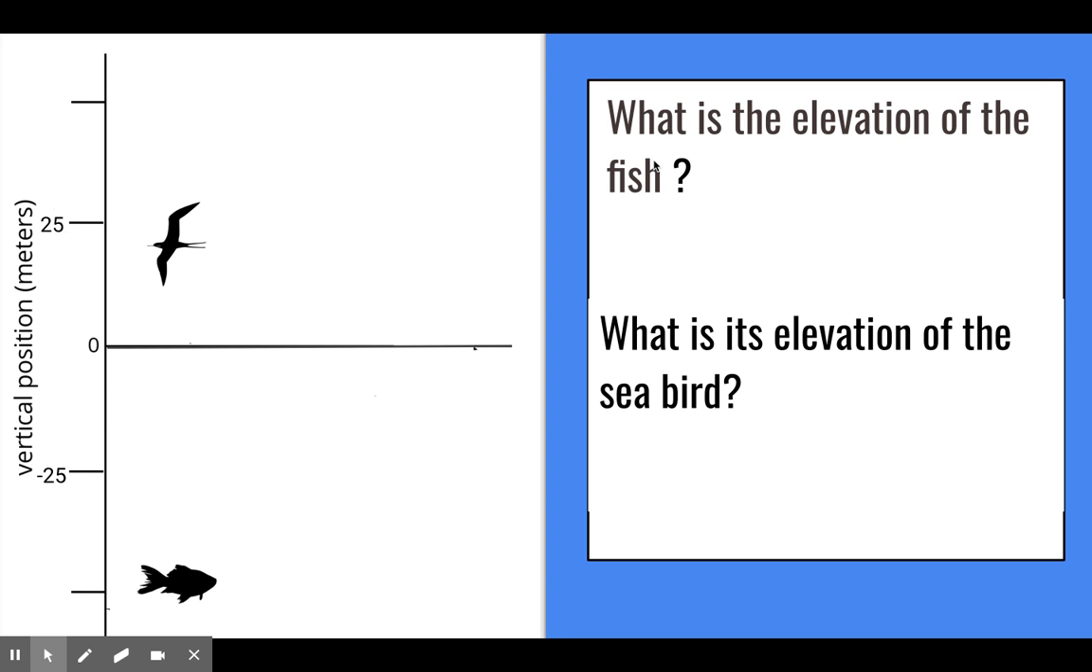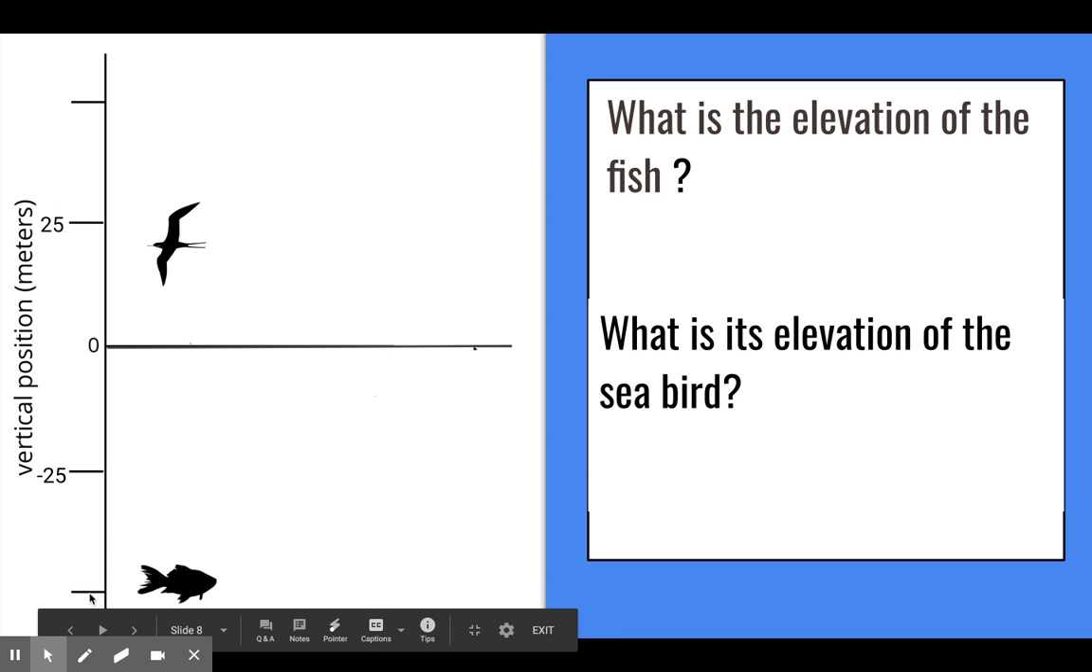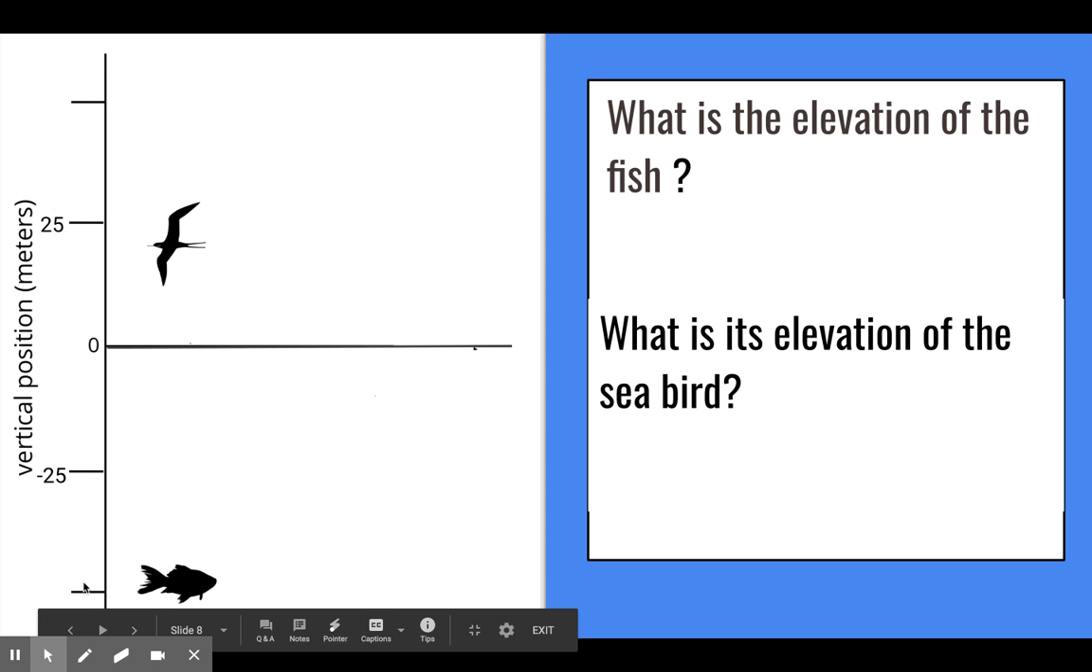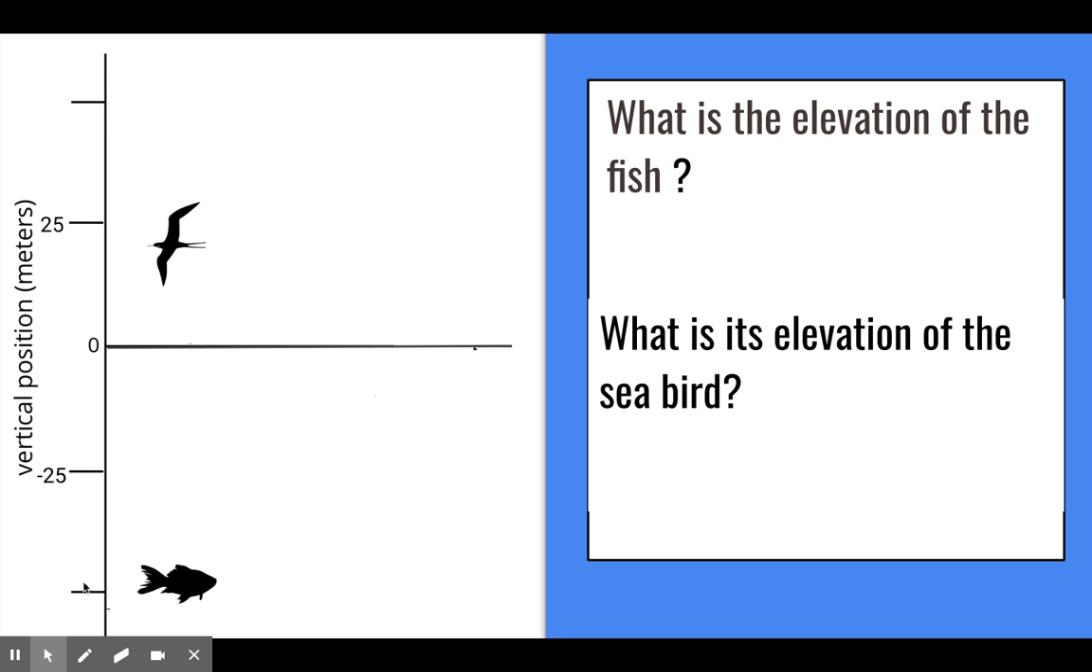Now, starting with the fish, where it says, what is the elevation of the fish? Again, we're capturing this in our student companion. Our fish isn't exactly at negative 50, so we have to kind of take a guess. So my guess would be that the elevation of the fish would be at negative 48 meters. So if you had anything between like 46 to 50, that would be considered correct. But my guess would be negative 48.